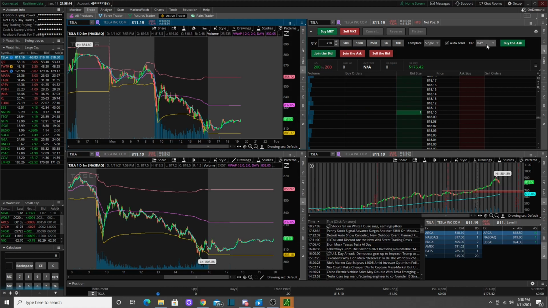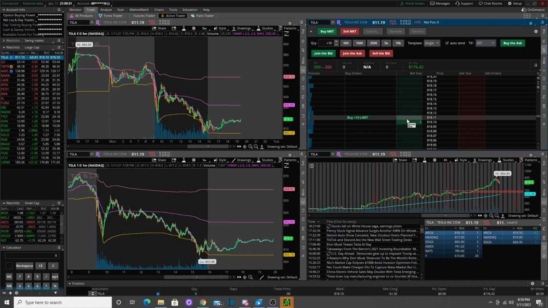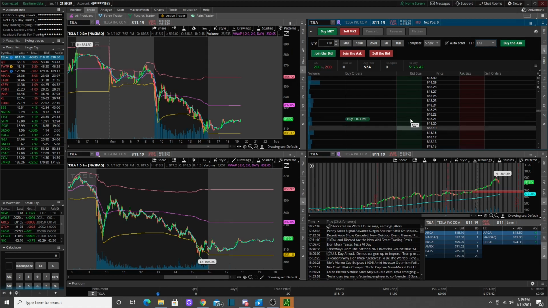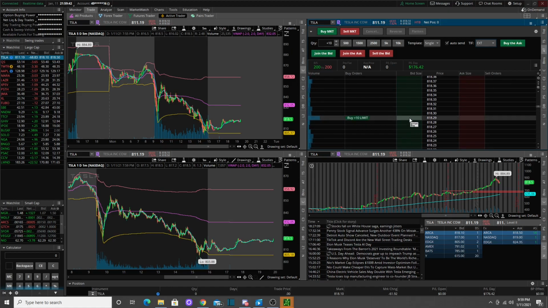Whenever I trade pre or post market, you have to change the TIF from day to extended. This means extended hours, or pre-market or post-market. So it's a little bit different. Again, the buy market button is completely off limits. You cannot use it. If you want to trade pre or post market, it has to be the second type of order, the limit order. So when buying on limit, I usually use this thing called the ladder here, where it's super easy.